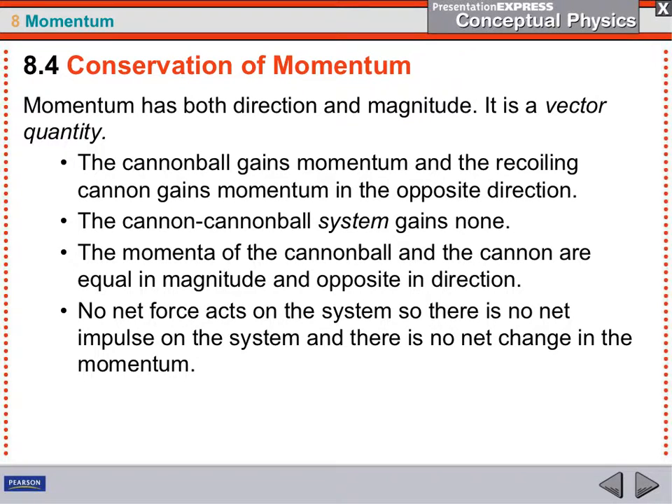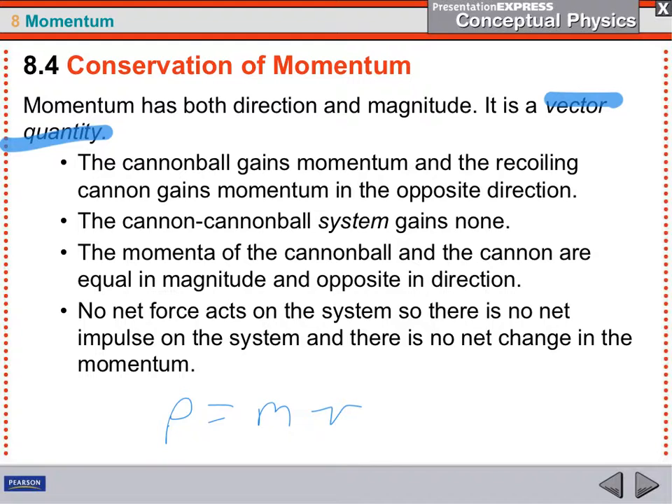Momentum has both direction and magnitude. It is a vector quantity. Remember, momentum, p, depends on mv. Velocity is also a vector, and so momentum must also be a vector.